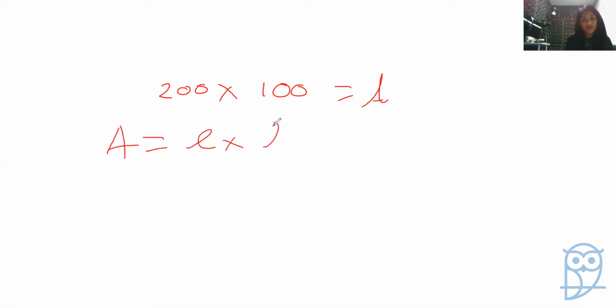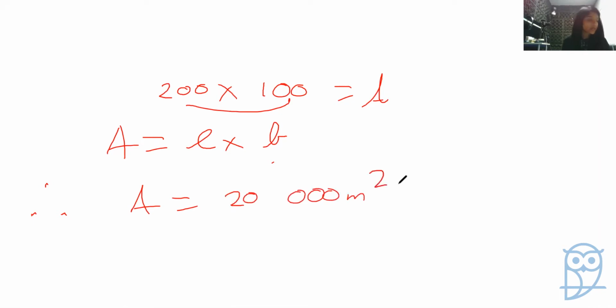Okay, so firstly, I'll say 200 times 100 is going to be equal to my area. So basically, area is equal to length times breadth. Everybody agreed? Therefore, area will equal, if it's length times breadth, and I have to multiply them, 20,000 meters squared. But the question says, what is its area in hectares?